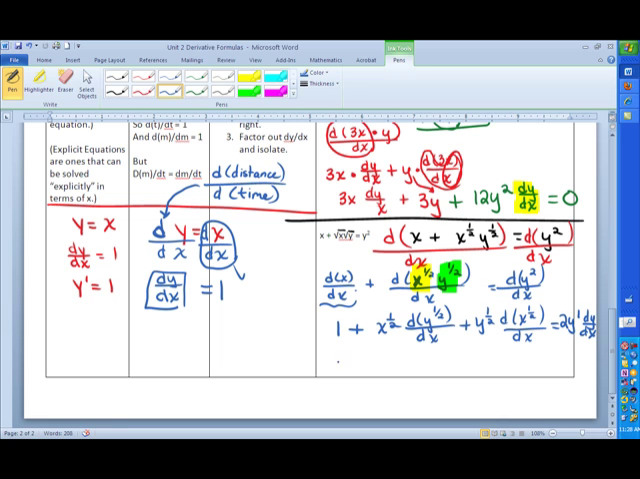Let me go back and clean up the derivatives here. Again, we have a power right there, y to the 1/2. So we bring the 1/2 down. We decrease the power by 1, so that would make it negative 1/2. And we still have the derivative with respect to x.